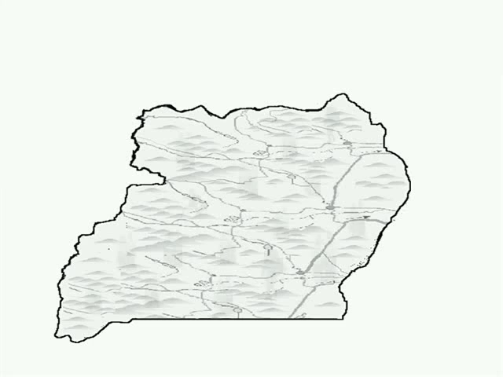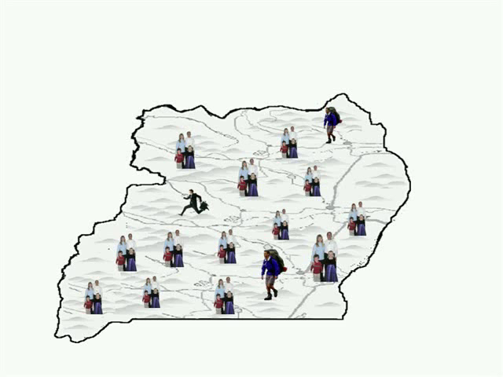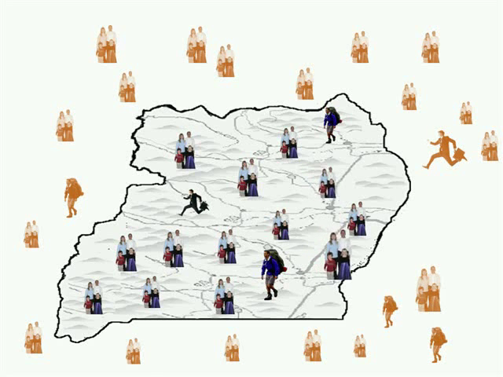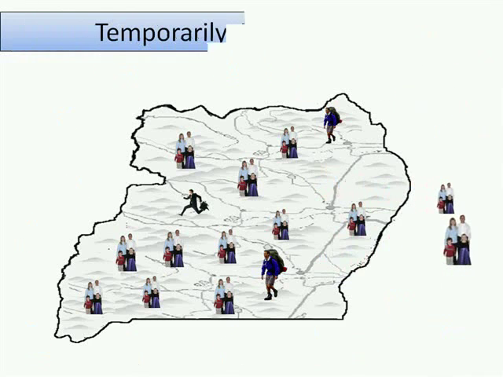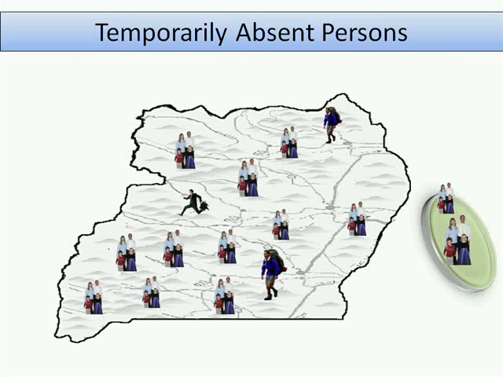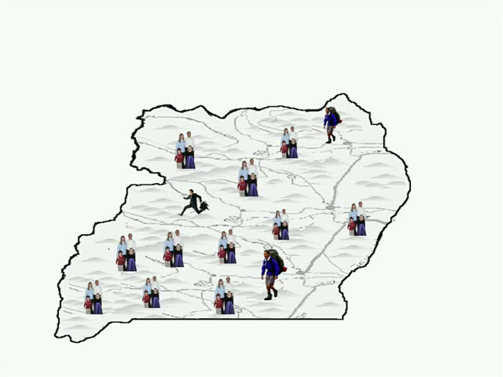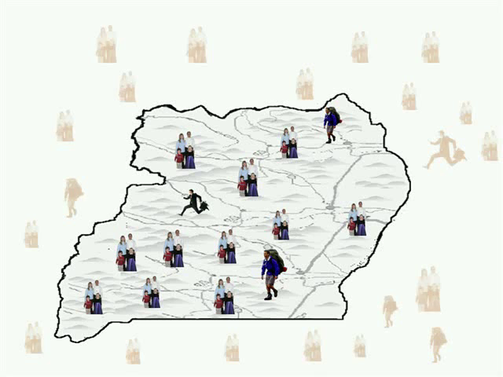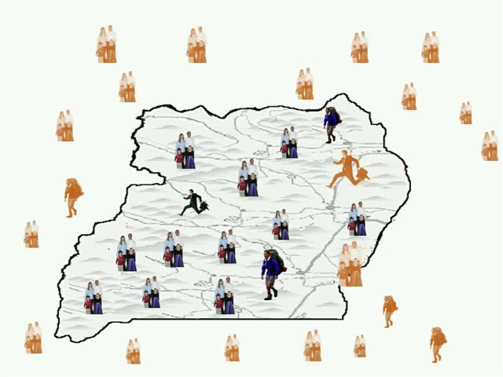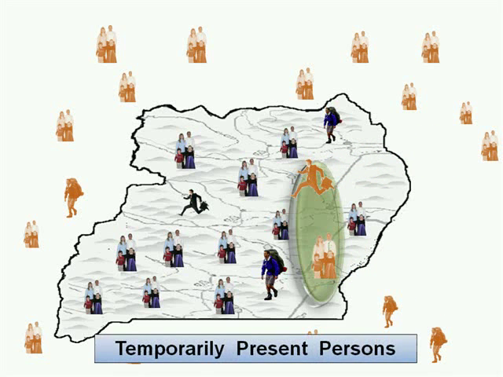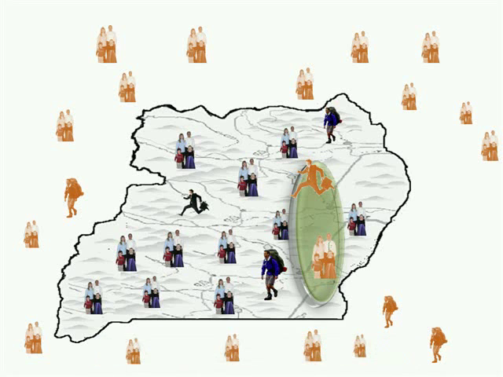Persons who are usually resident in the enumeration place, but are absent or expected to be absent at the time of the census for less than 1 year, should be considered as temporarily absent persons, and thus included in the total usually resident population. On the other hand, those persons who are living in the enumeration place at the time of the census, but are expected to be present for less than 12 months, are considered temporarily present persons, and therefore should not be counted in the total usual resident population.